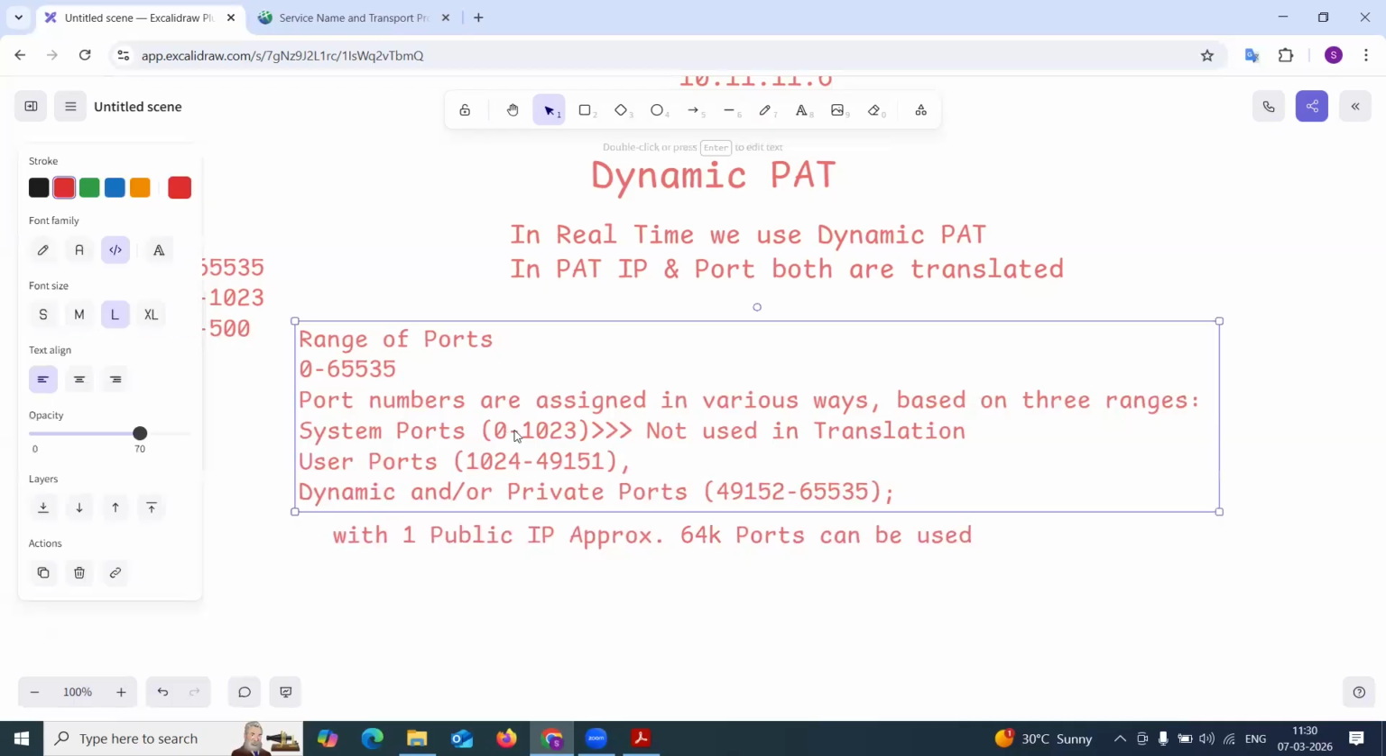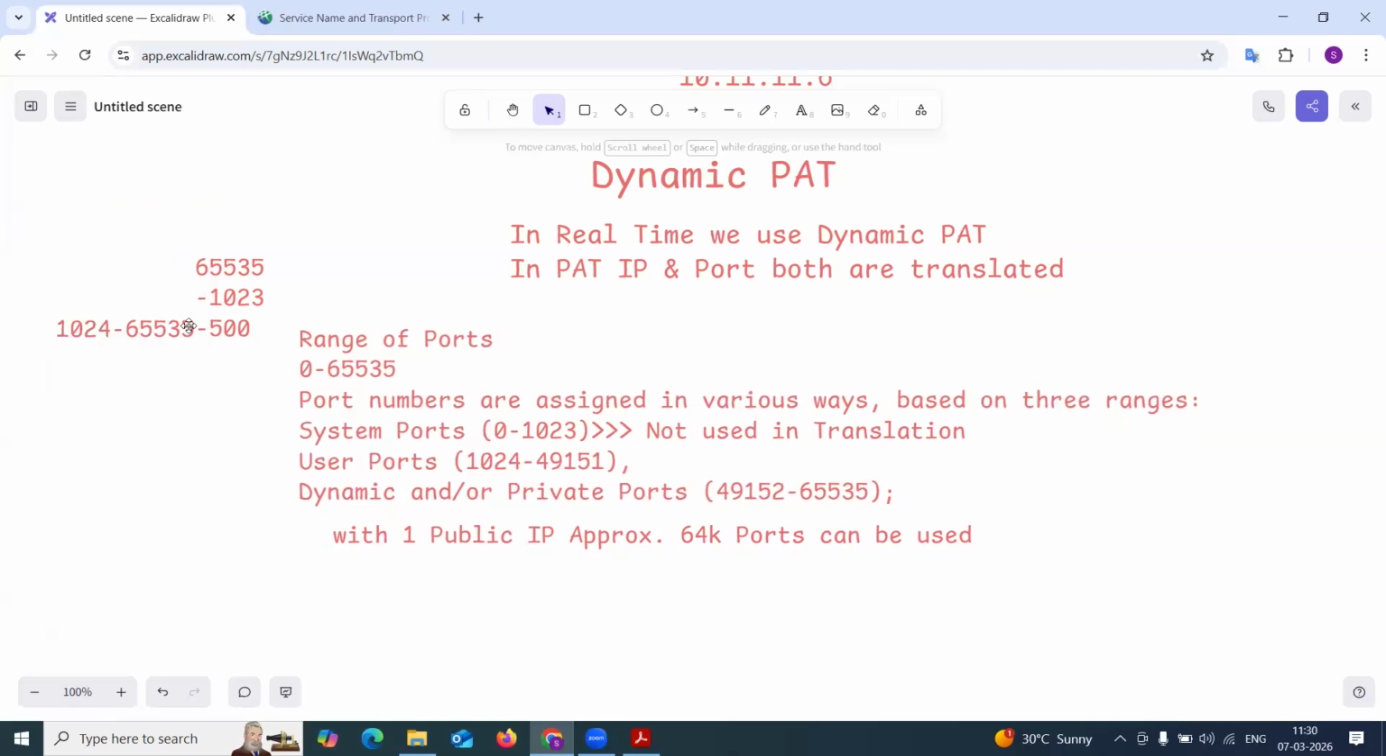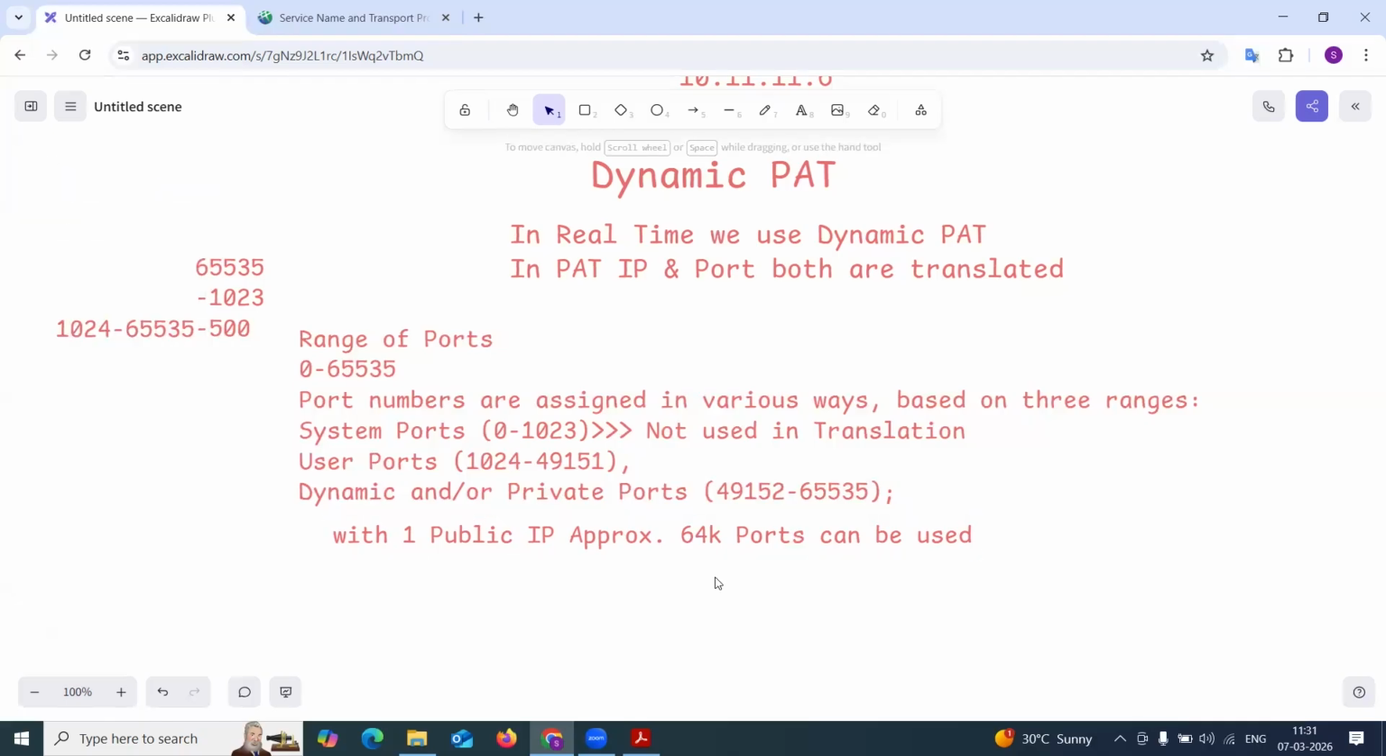According to IANA, ports 0 to 1023 are not used in translation, and between 1024 and 65,535, we have around 500 standard port numbers which are not used. So if you deduct these two from 65,535, then we have approximately 64K ports available. This is the justification. Now they might ask you another tricky question.